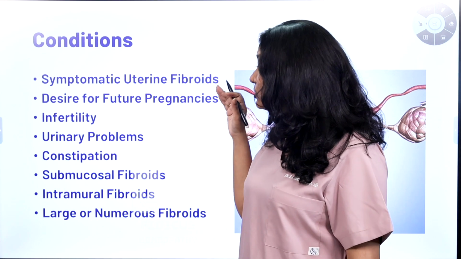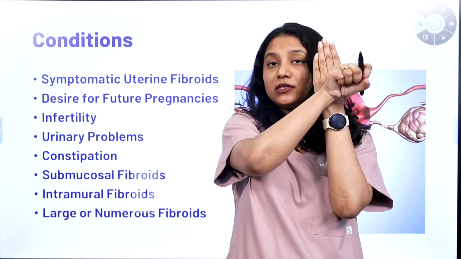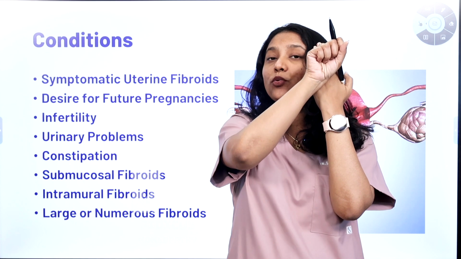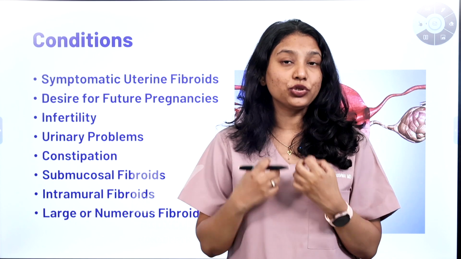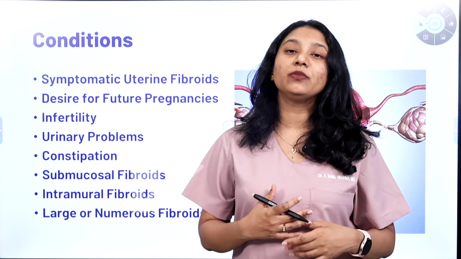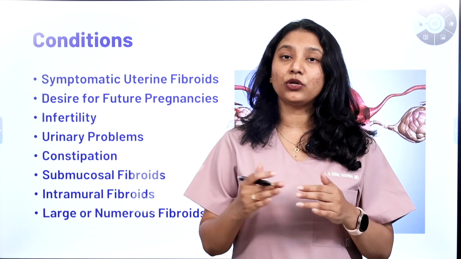And then if you're having any sort of urinary or constipation problems, if you take this as the uterus and this is the urinary bladder, if the fibroid is falling on the urinary bladder, it can create pressure symptoms where you feel an urge to urinate frequently. You might be having recurrent UTI, that is urinary tract infections. You can have pain during urination.